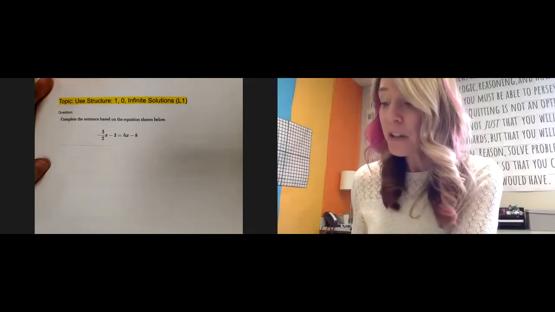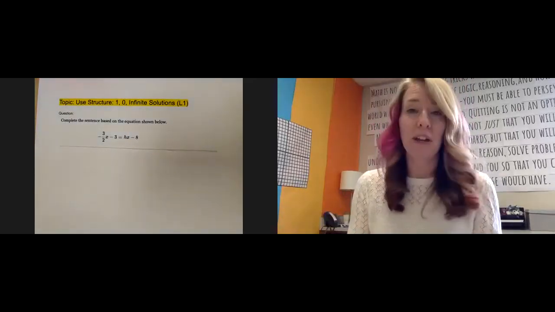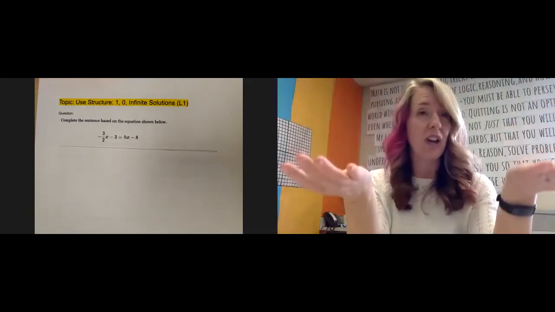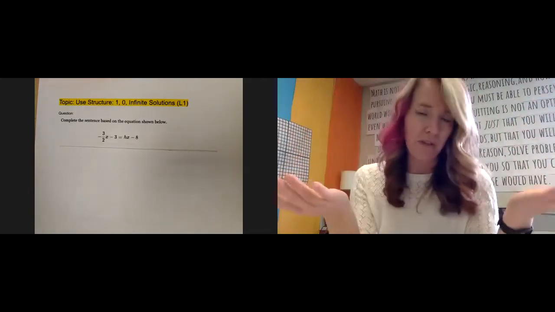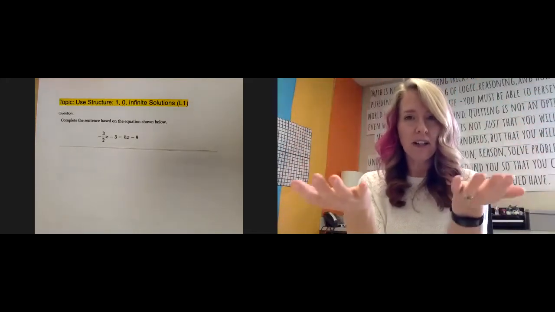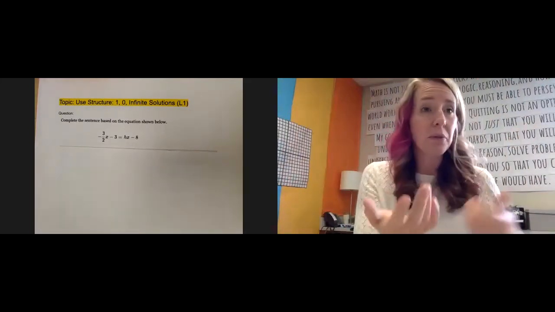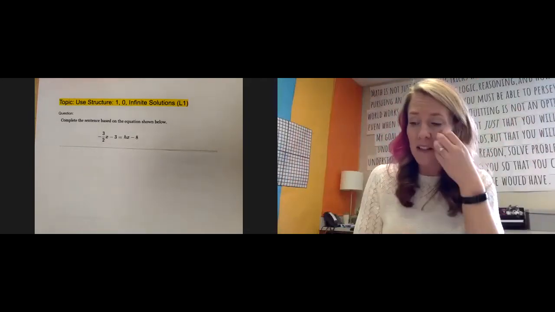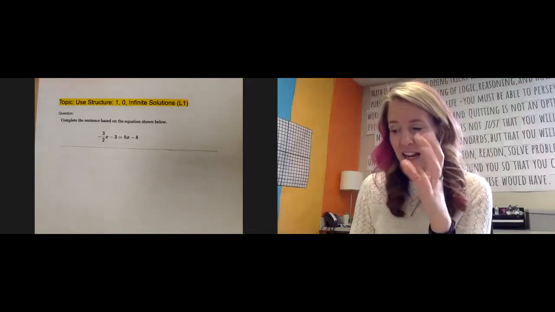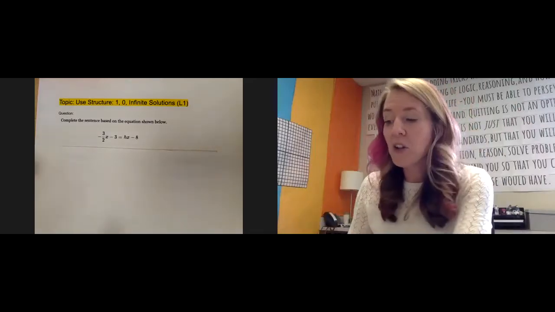The first question says: complete the sentence based on the equation shown below. We want to simplify our equation to the point where we can see how many x's we have on each side of the equal sign, or whatever your variable is, a or b or q. You're looking at how many times you're multiplying your variable, and then you look at your constants. Are we adding 3 to both sides? Are we adding 3 and subtracting 5? Are we doing the same things or different things? I'm going to move ahead and get this quote unquote right or wrong, and then we're going to look at our notes, okay?